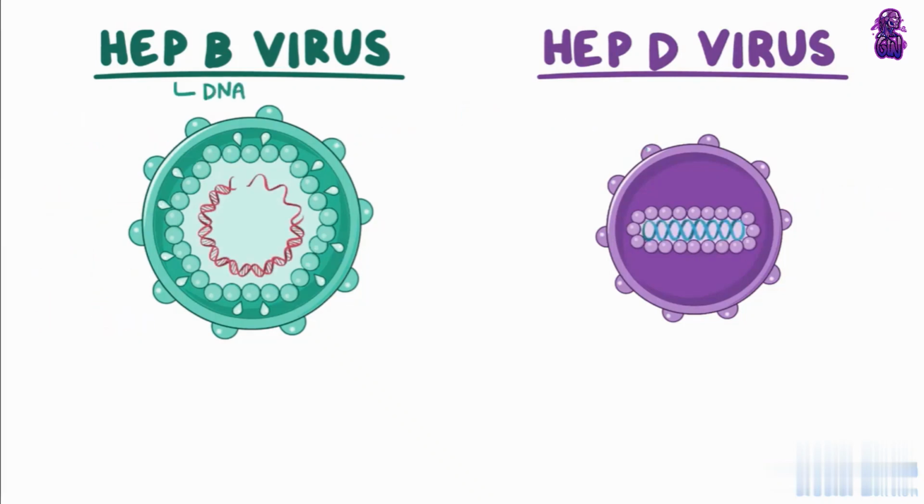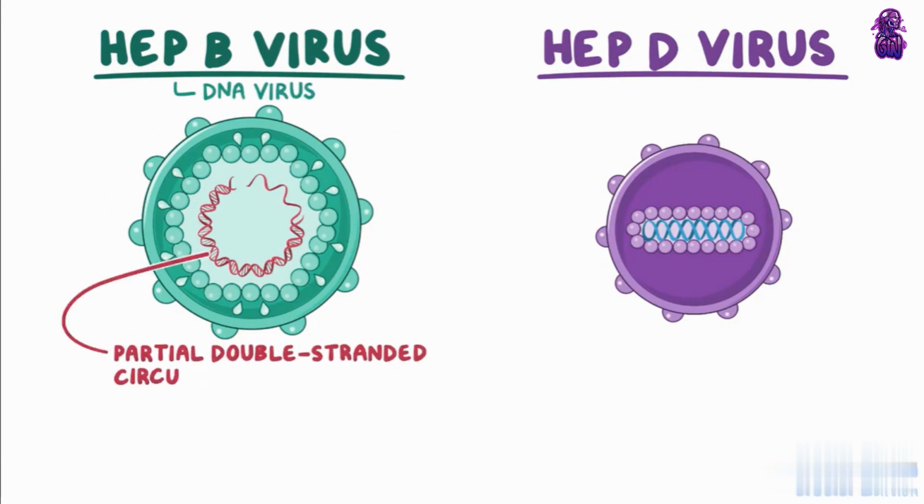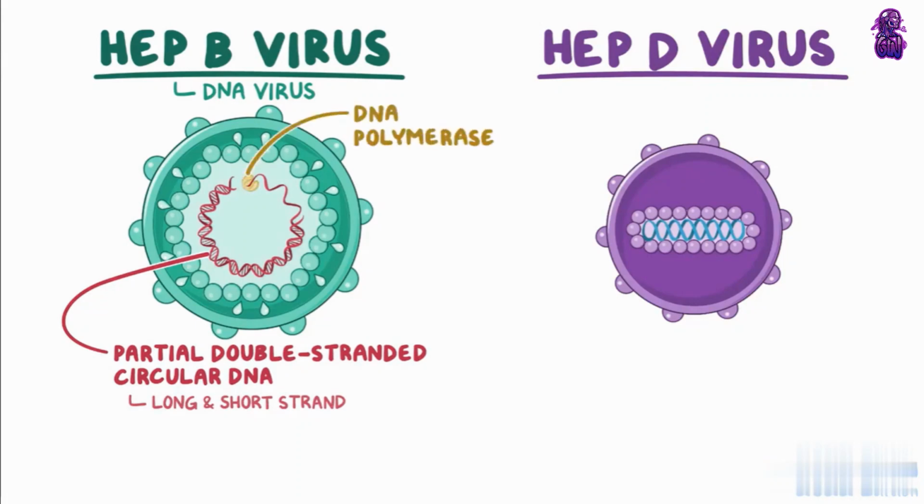Now, Hep B is a DNA virus, which means that its capsid contains partial double-stranded circular DNA, which is made of a long and short strand. So there's a part where the long strand is single-stranded. And it also has DNA polymerase, which is an enzyme with DNA and RNA-dependent activity, meaning it can convert DNA to RNA and vice versa.